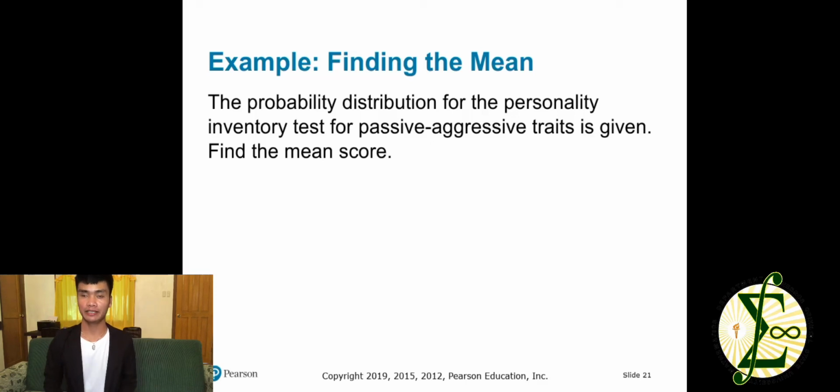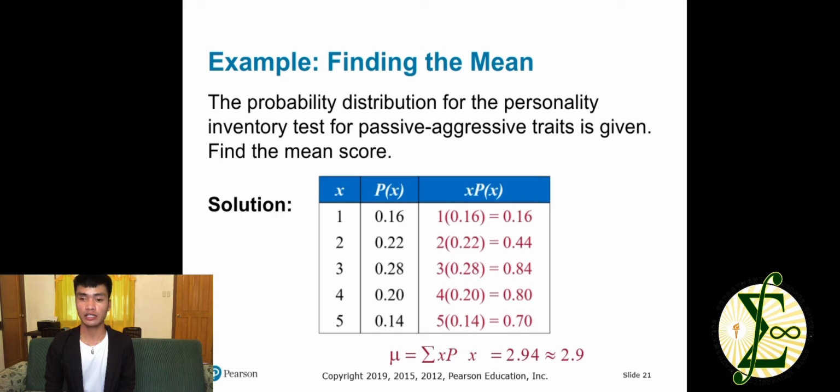Example, finding the mean. The probability distribution for the personality inventory test for passive aggressive traits is given. Find the mean score. So we have the table: x as 1, 2, 3, 4, 5. P of x, or probability of x: probability of 1 is 0.16, probability of 2 is 0.22, probability of 3 is 0.28, probability of 4 is 0.20, and probability of 5 is 0.14.